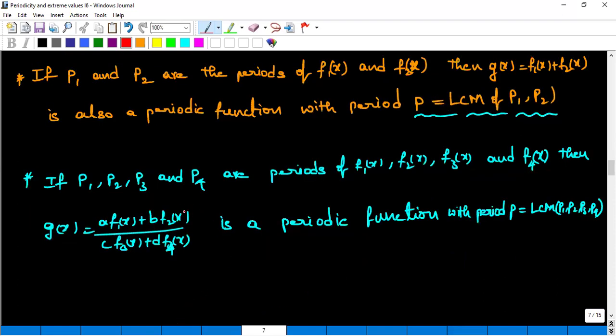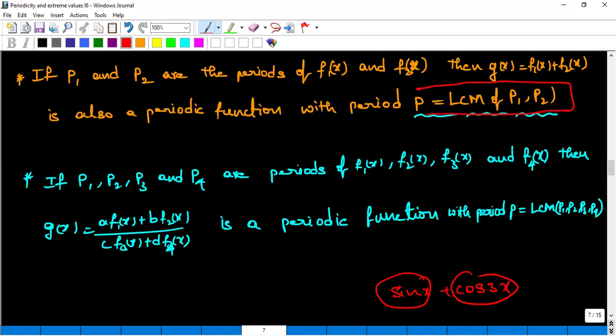And two more formulas. What if I have a combination of functions, like I have sin x plus cos 3x? What should I do in this particular case? We will find out the period of sin x separately, cos 3x separately, and we will take the LCM of them. Hope you understood. To find the period, we will take the LCM of those two periods, so we will get the period of the combined function. Even if you have division also, we will follow the same process. We will take the LCM of those individual functions' periods, then we will get the final answer.